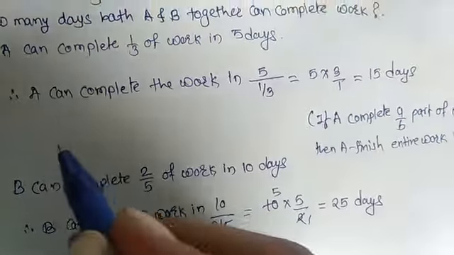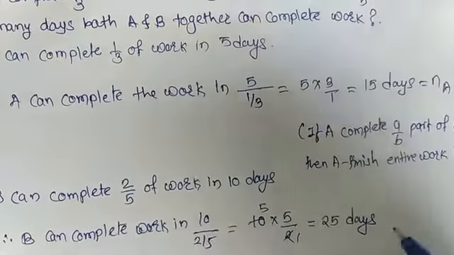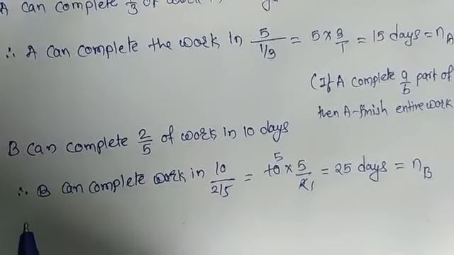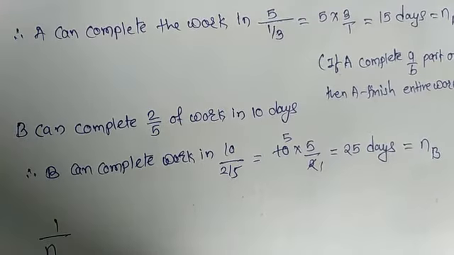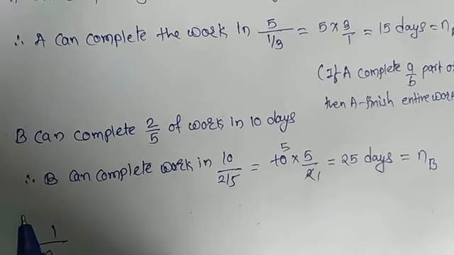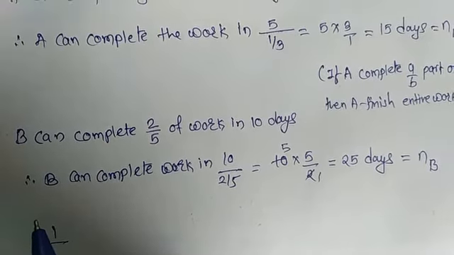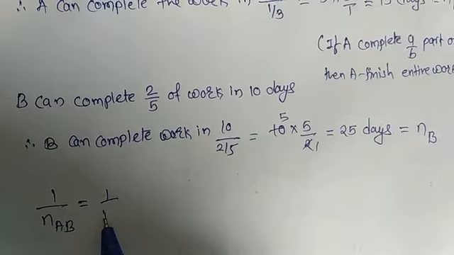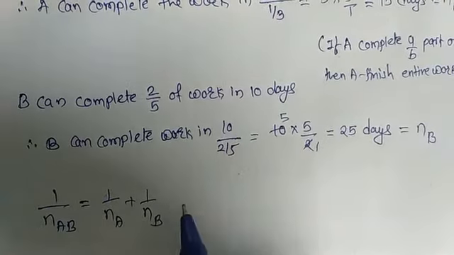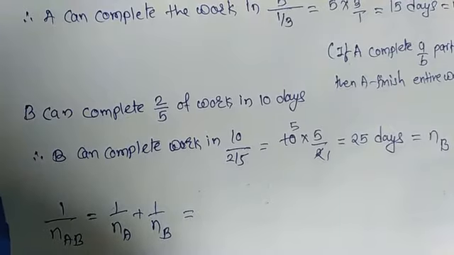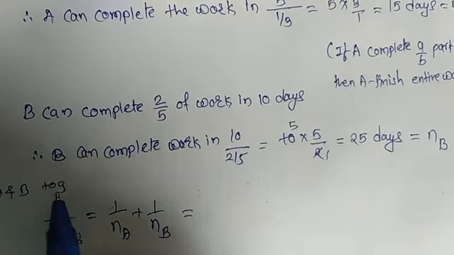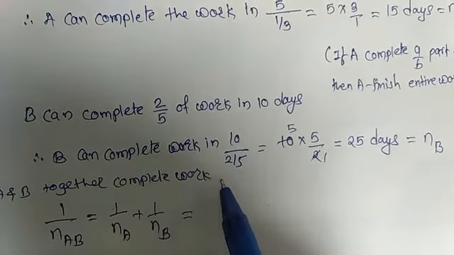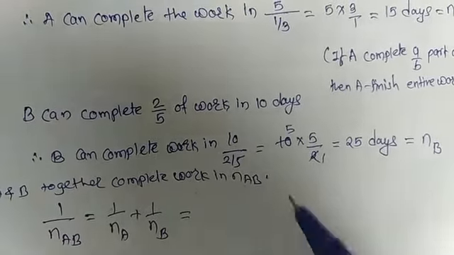So this is n_A and this is n_B. We have a formula for 1 upon n_AB, as we have to find the number of days both A and B together can complete the work. So 1 upon n_AB is equal to 1 upon n_A plus 1 upon n_B. Here you can consider that A and B together complete the work in n_AB days.